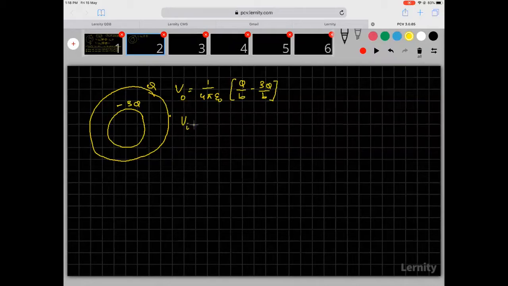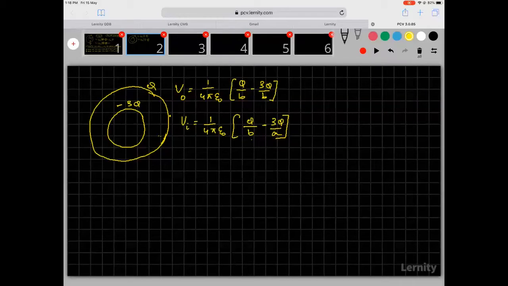Now if I go inside, it will become 1 by 4 pi epsilon naught, Q by B minus 3Q by A. Basically, because of the outer sphere, once you come inside it, it will become equipotential, so it will remain Q by B. For the inner sphere now, I'm doing work, so that becomes minus 3Q by A. So it becomes 1 by 4 pi epsilon naught, minus 3Q by A.